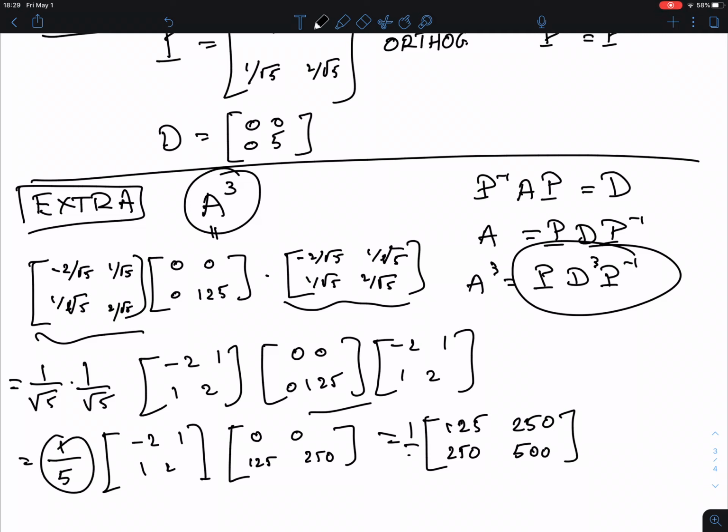I forgot my 1/5. Whoa. So I actually have to divide everything by 5, right? So there's 25, and this would be 50, 50, 100. Almost made a mistake. Okay.